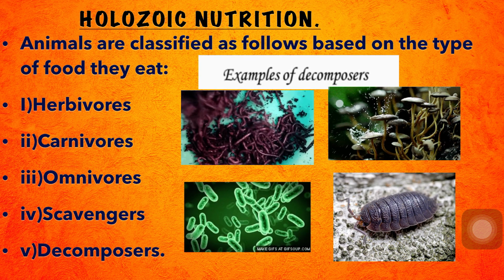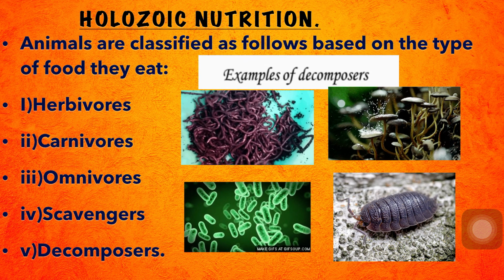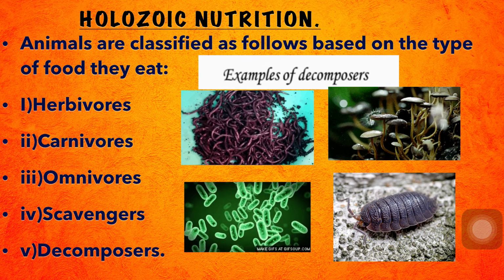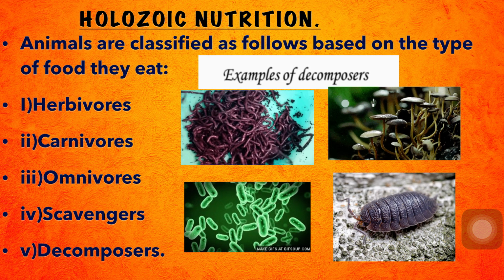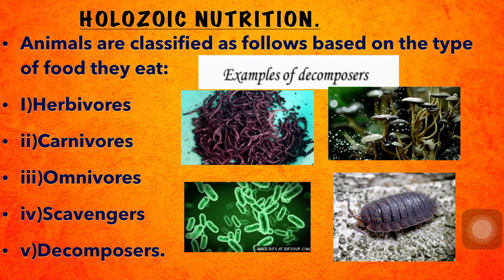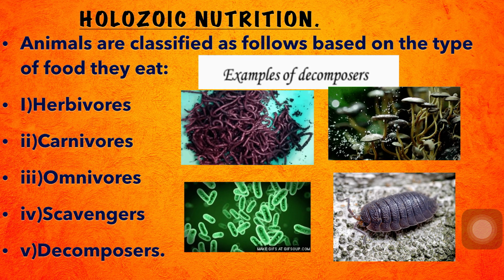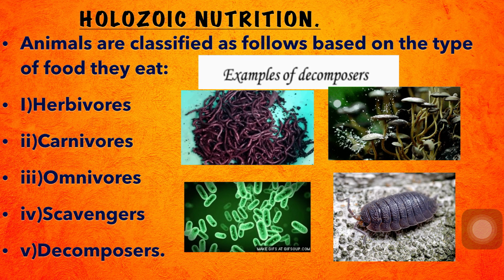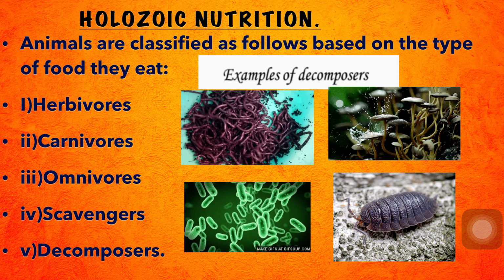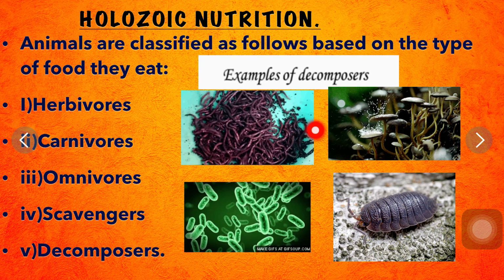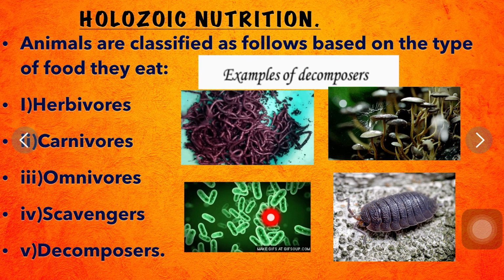Next is decomposers. Student, decomposers are some microbes which obtain their food by decomposing dead bodies of organisms or other materials. For example, worms, mushroom, bacteria, etc.